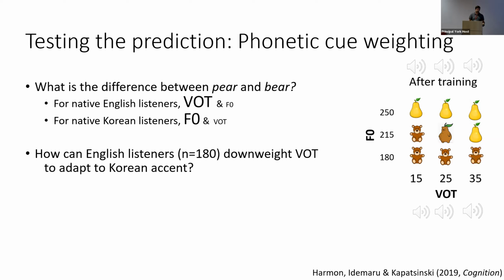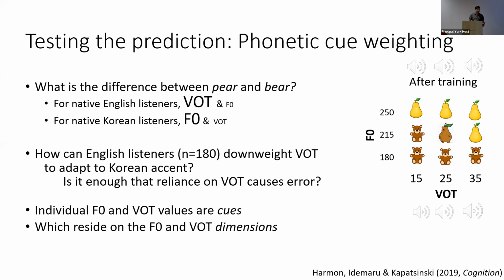For Koreans, you will get a difference like this with English. So after training, we want them to think that F0 of 150 is always bear and F0 of 180 is always pair, regardless of VOT. So, downweighting VOT relative to F0. So the question is: is it enough for VOT to cause error during training?